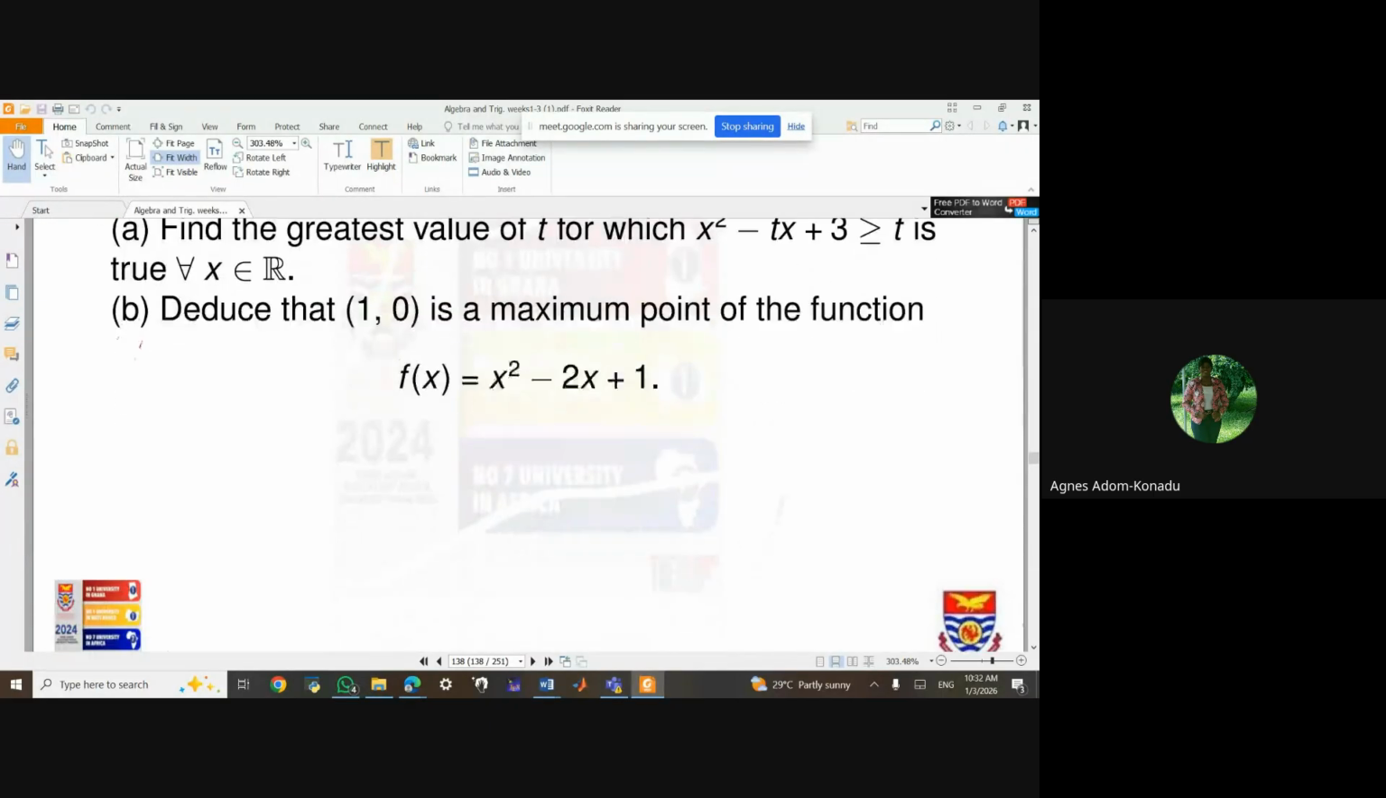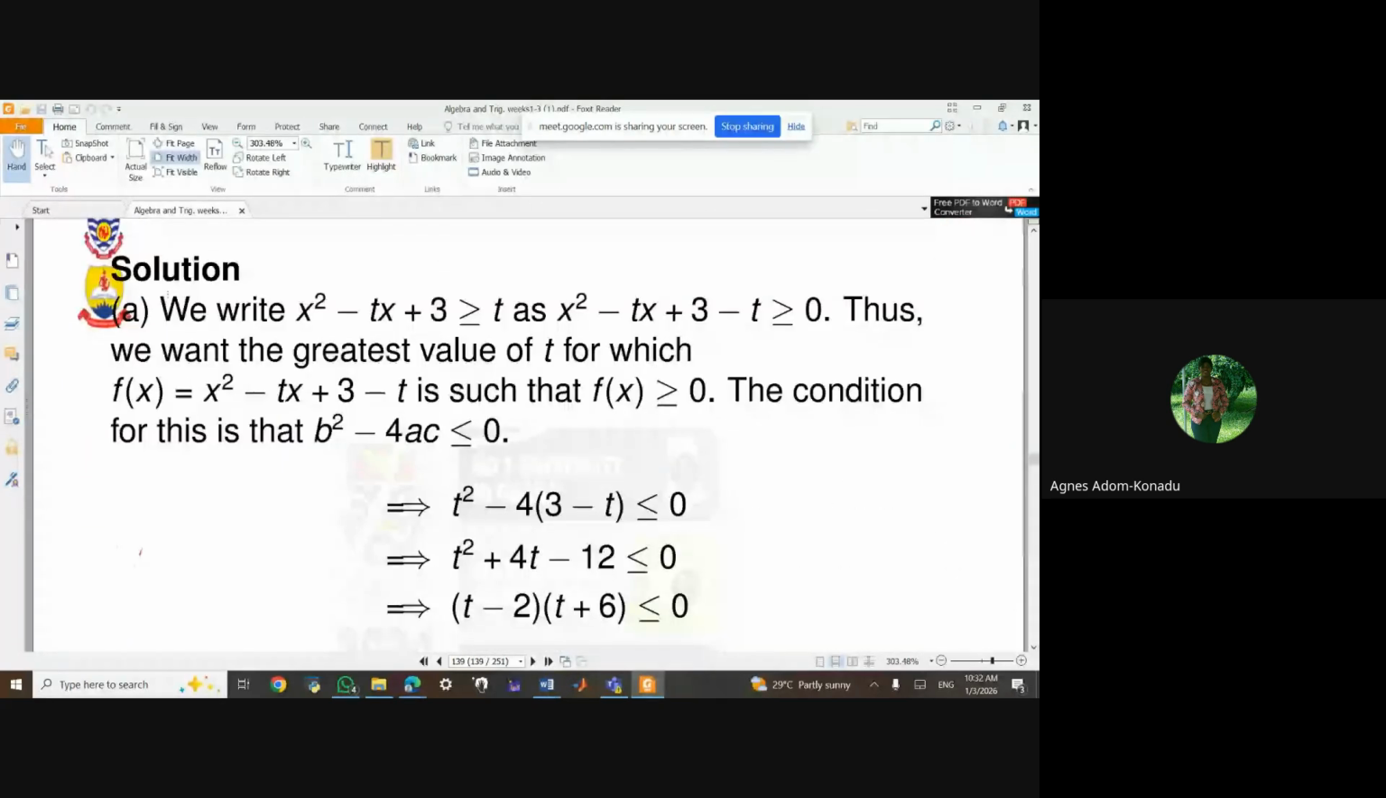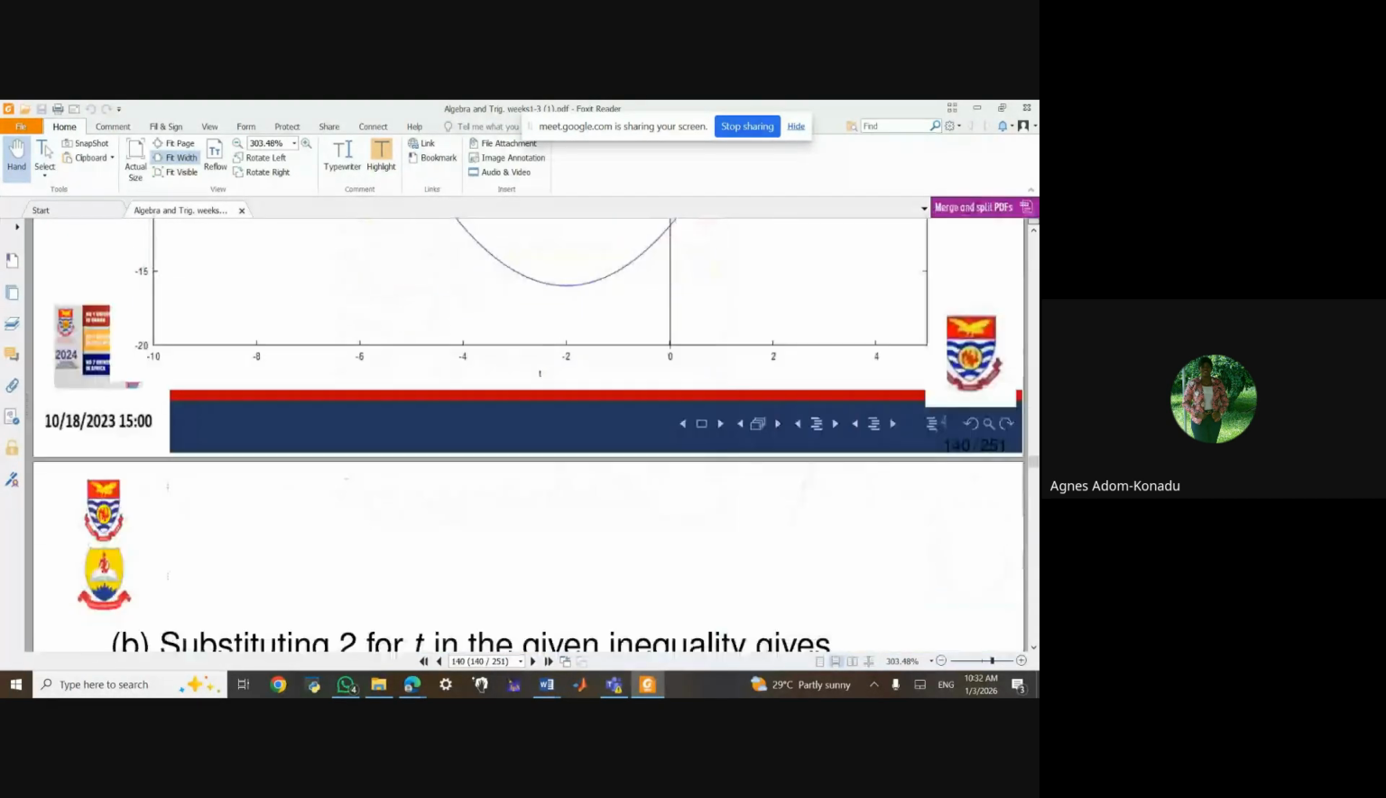So this example 3, please, you can take your time and go through example 3. It follows the same procedure.